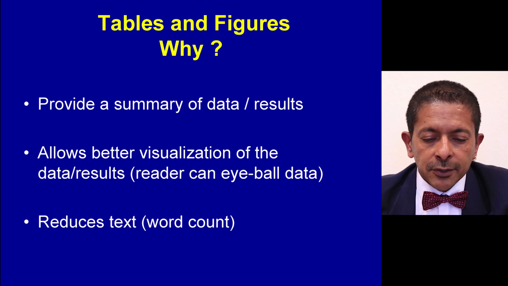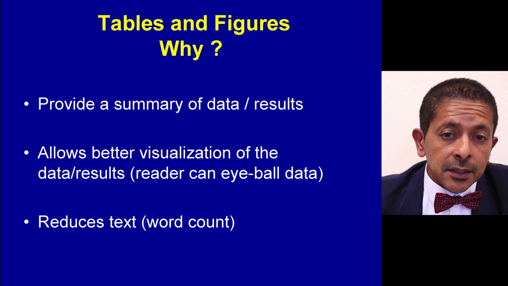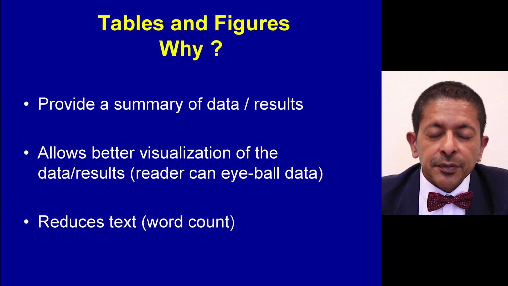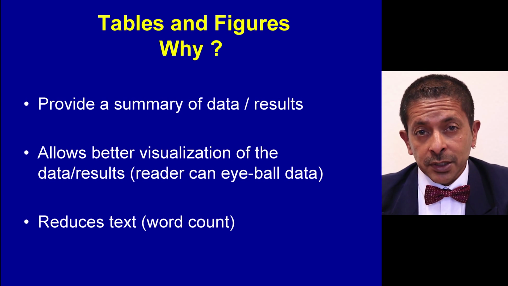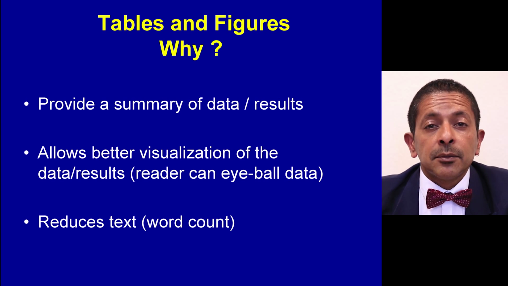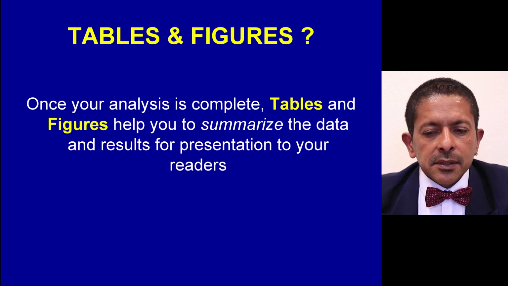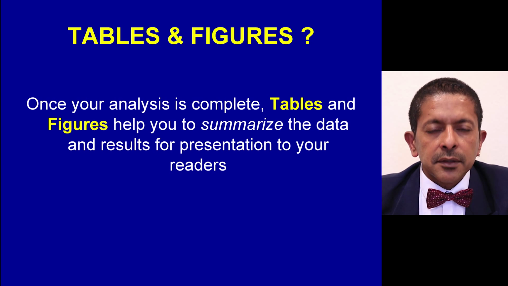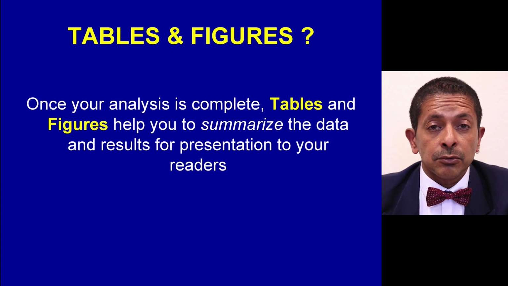And of course, it reduces text or word count, because if you look at journal guidelines, all articles have a limit in the word count, and tables and figures are actually not included in that word count. So if you put them in your text, you will have more words. If you want to reduce the text, then put them into tables and figures, and you will have less words. So once your analysis is complete, tables and figures help you to summarize the data and results for presentation to your readers.